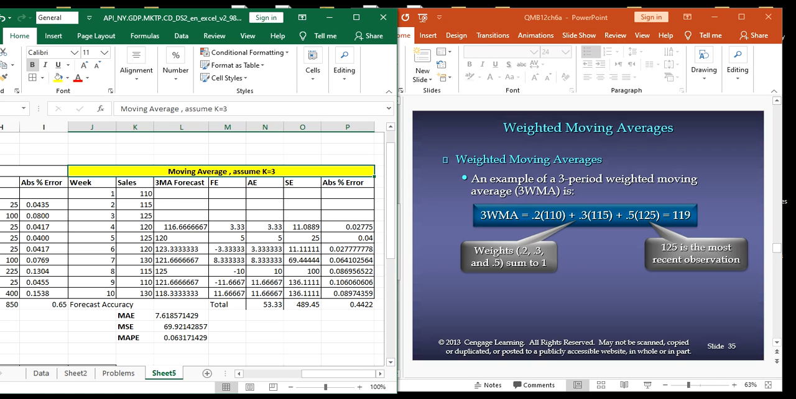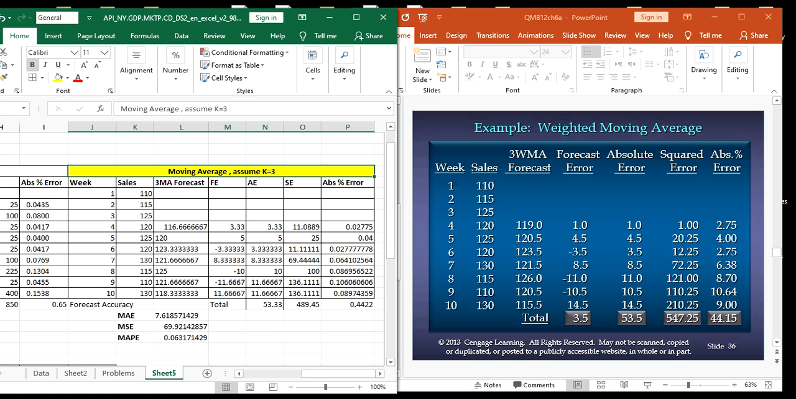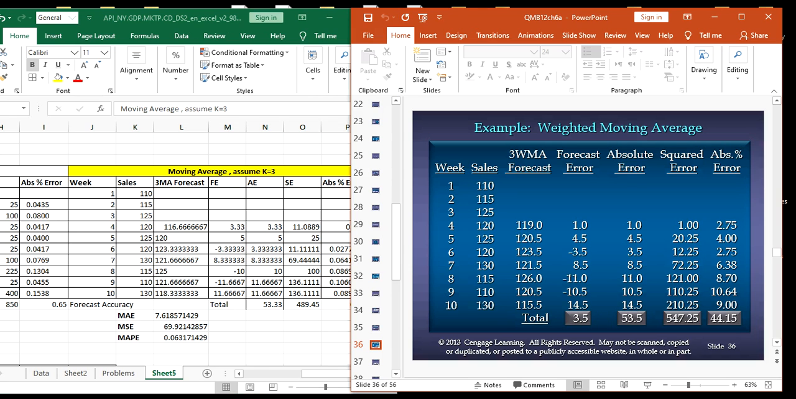So you find here that week 4 is expected to be 119. It's the closest result obtained up to now. Here is the calculation, the same way as we did. I don't want to repeat them. I just want to highlight some things over here.